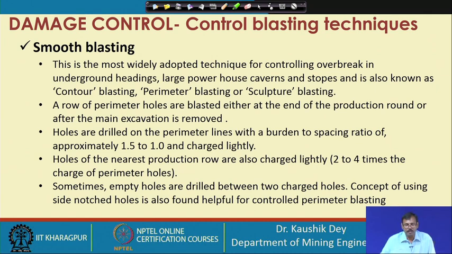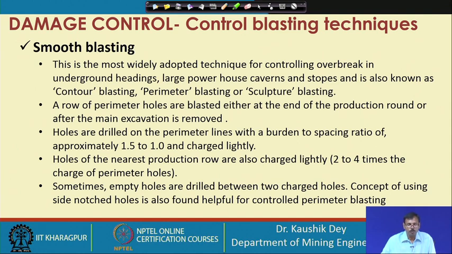Smooth blasting is just the reverse of pre-splitting. In pre-splitting, the last row, that is the periphery row where closely spaced holes are made, is blasted ahead of the main blasting area. But in smooth blasting, main blasting is carried out first, then the last row is blasted, where closely spaced holes are charged very lightly with decoupled charge, and they are blasted at the end, so that the damage may be controlled beyond the periphery line.